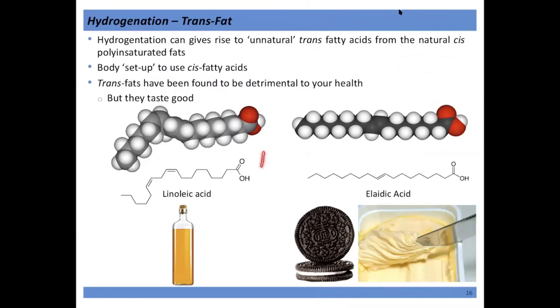They do a reaction with H2 and some type of catalyst, typically nickel. And when they add the hydrogen across there, you get some rearrangements, and so you actually produce a trans double bond. And our body's not set up to really process trans double bonds, and so it's thought that these are detrimental to health. These were found in highly processed food, like the interior of Oreos and margarine and Crisco.